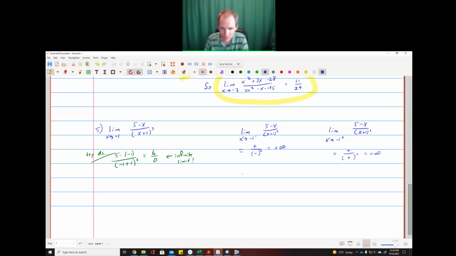Okay, since these two match, the limit as x approaches -1 of 5 minus x over x plus 1 squared is equal to positive infinity. And you don't have to write positive. If you just write infinity, that's fine too.